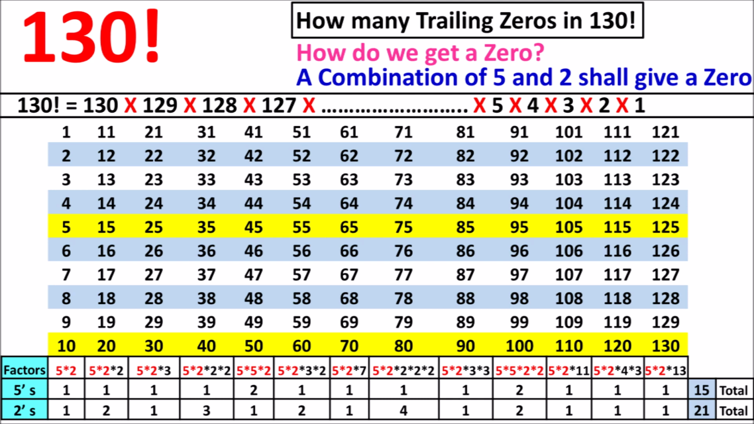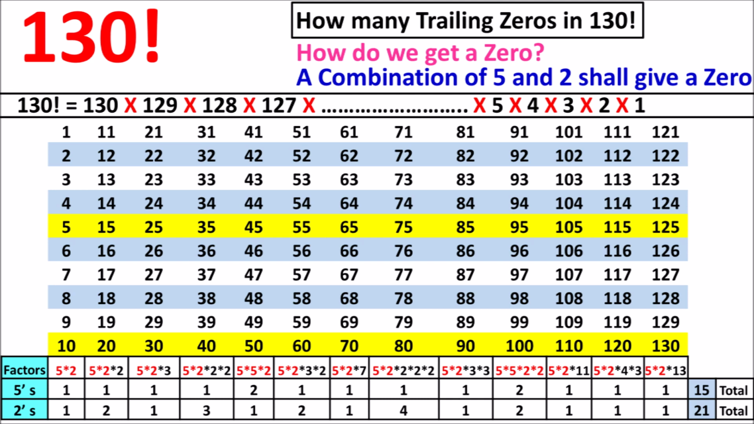And we know that only a combination of 5 and 2 shall give us a 0. So, if the number of 2s is more than the number of 5s, those extra 2s shall not generate a 0. In other words, each 5 as a factor shall generate a 0 since it has a 2 readily available. Therefore, the number of trailing zeros shall be exactly equal to the number of 5s in the factors of all these numbers.